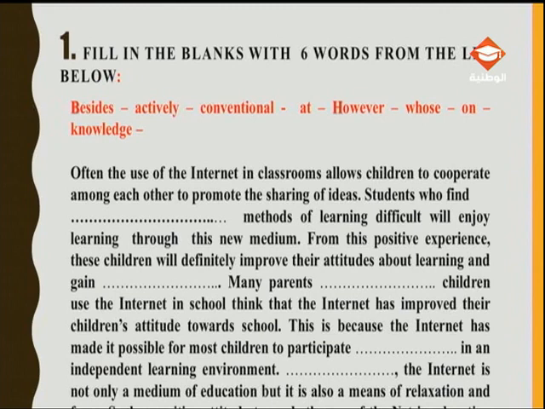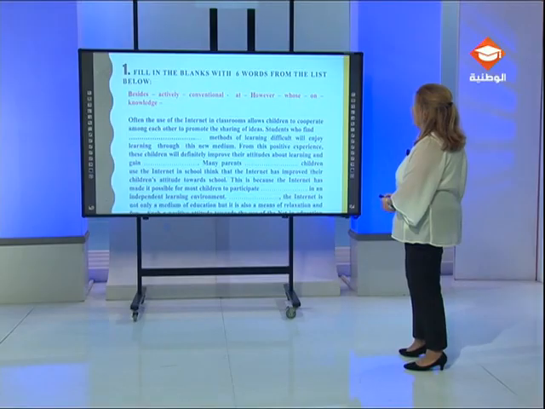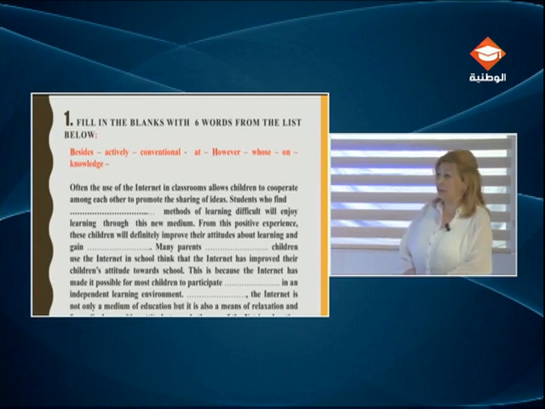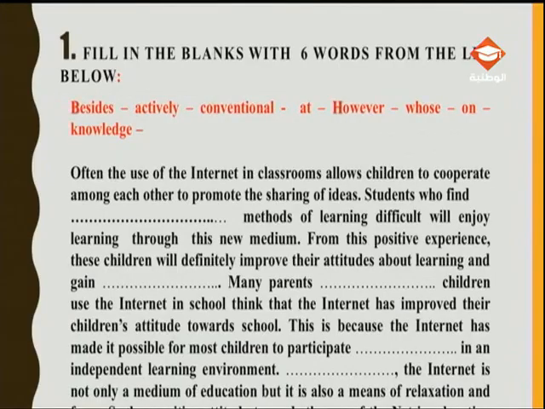After reading then the paragraph, I focus on the list of words provided. When I read the question, they say, fill in the blanks with 6 words from the list. I count them. There are 8 words. This means that there are 2 extra words. So I start reading. Besides, actively, conventional, at, however, whose, on, and knowledge.